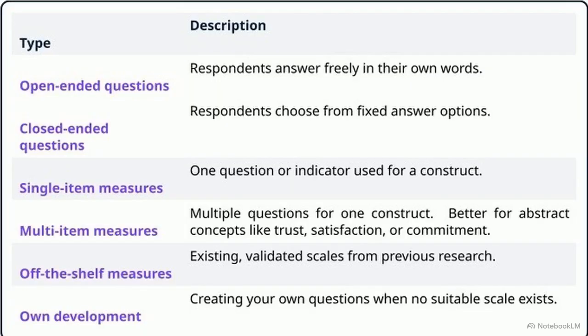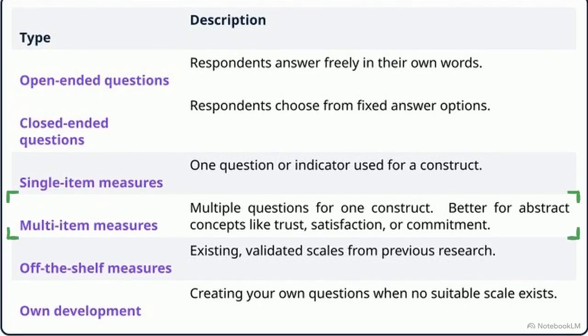This chart breaks down the measures researchers use. A single item measure relies on one indicator for a construct. Multi-item measures use multiple questions, preferred for abstract concepts like trust, satisfaction, or commitment.